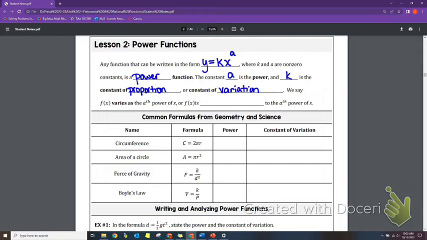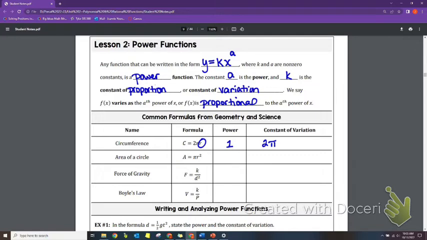We say f of x varies as the 8th power of x, or f of x is proportional to the 8th power of x. All right, then some common formulas from geometry and science. So they give us a circumference, which is c equals 2 pi r. R is our variable here, and it has a power of 1. And the constant of variation, then, is just going to be our 2 pi. It's the number in front of it.